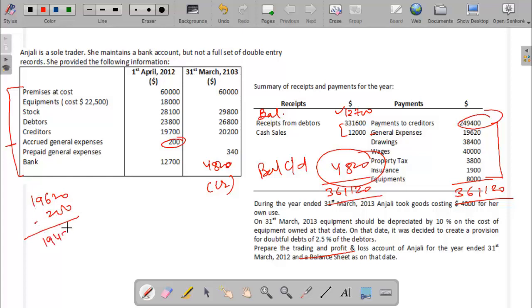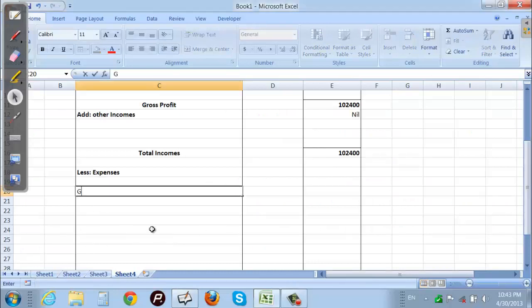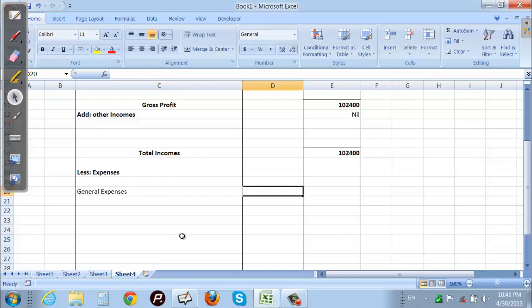So 19,420, and then we have prepaid journal expenses also on the last day. This amount belongs to the next year, we paid in advance, and this amount is included in this figure, so now we have to subtract. So 19,080. This is the amount of journal expenses which belongs to the current year. So with this amount I will show journal expense in the income statement. After adjustment, the net amount is 19,080.